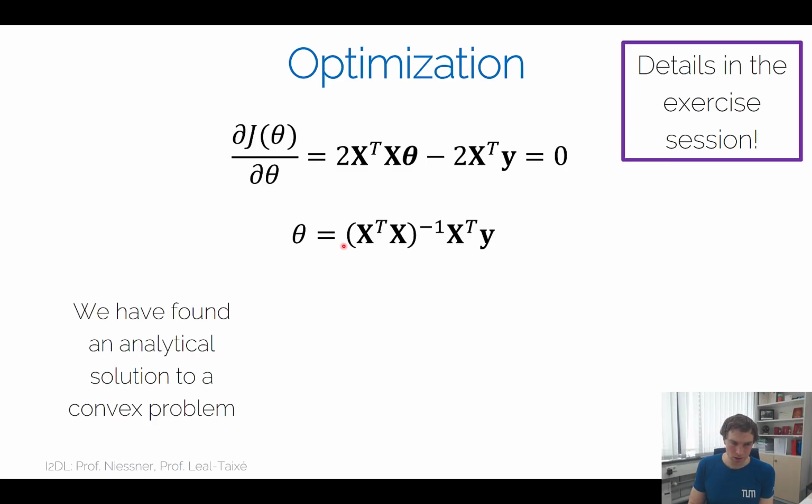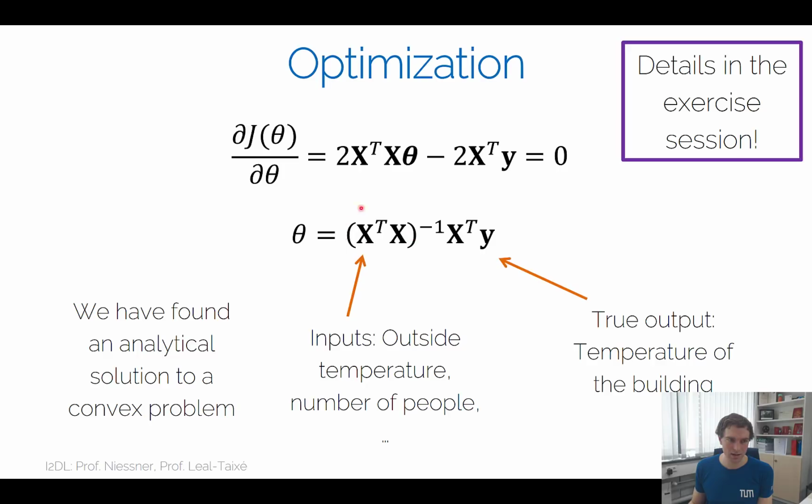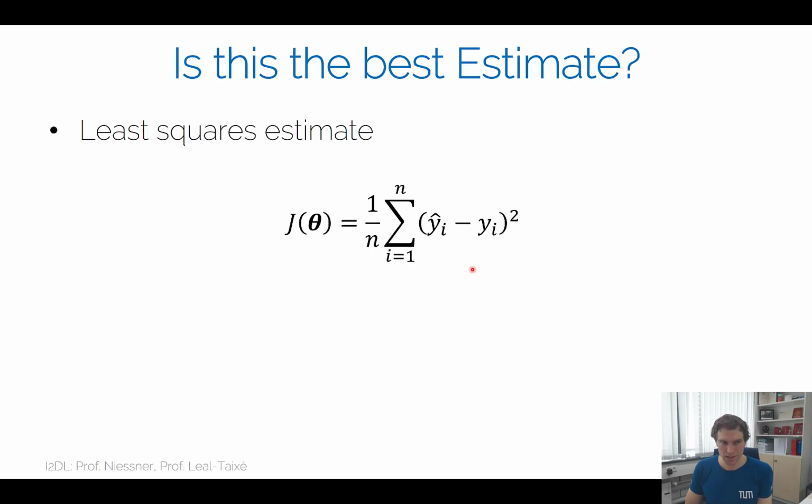If you're going back to our original sample, these X's here are our feature vectors. In this case, it's a feature matrix, right? We're going to have the outside temperature, number of people, stuff like that. This y here is our ground truth, and we're optimizing for that, right? Okay. Question now: is this the best estimate, this least squares estimate that we've been doing? Mathematically speaking, if we're having a linear assumption, of course we're finding the best solution.